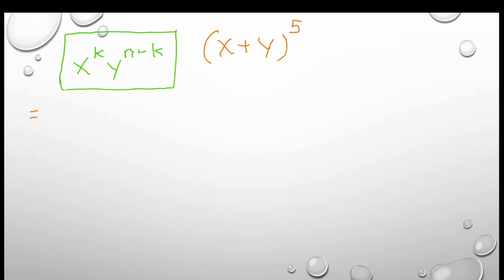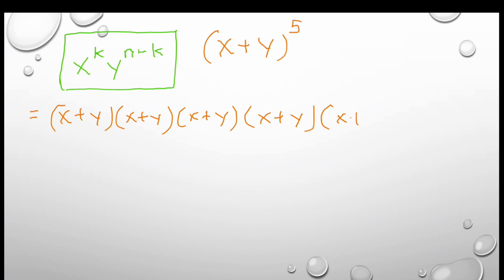Let us write it down. x plus y times x plus y times x plus y times x plus y, that is 1, 2, 3, 4, and the last time x plus y. This is what you have. Now, when we're dealing with this, we don't know which term goes with which one, so we work with each of them individually.